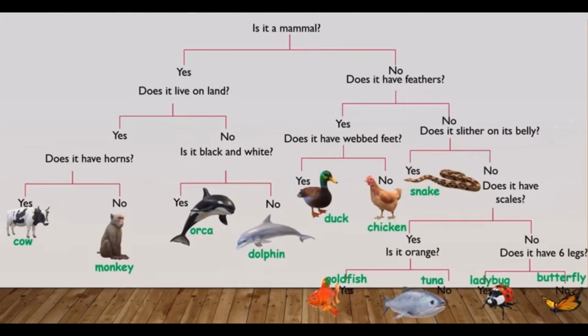So I've gone through a series of steps and questions. I've asked, does the non-mammal have feathers? Does it have webbed feet? Does it slither on its belly like a snake? Does it have scales? So we do the same steps till we have all 11 animals in their own group. So now I have a working identification key.